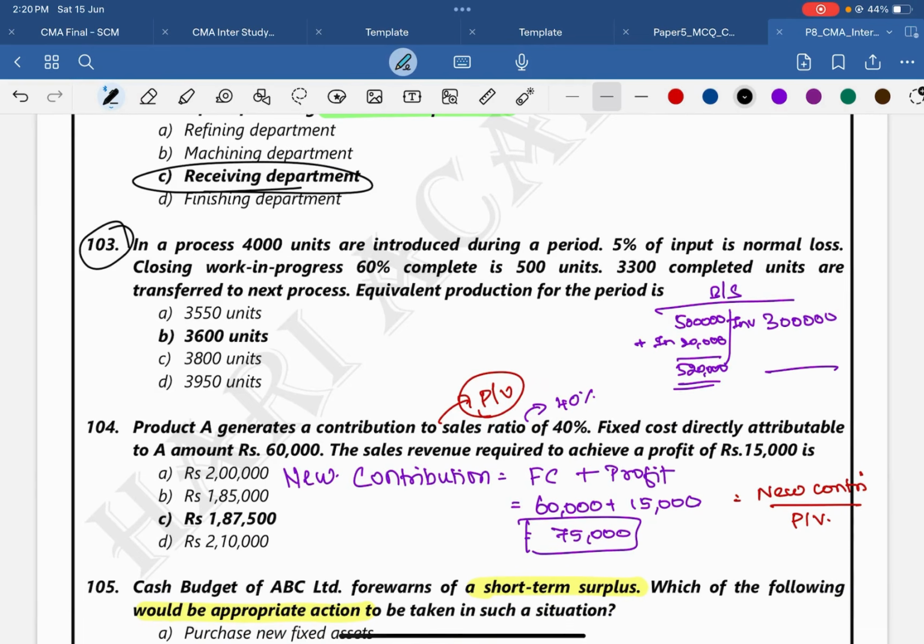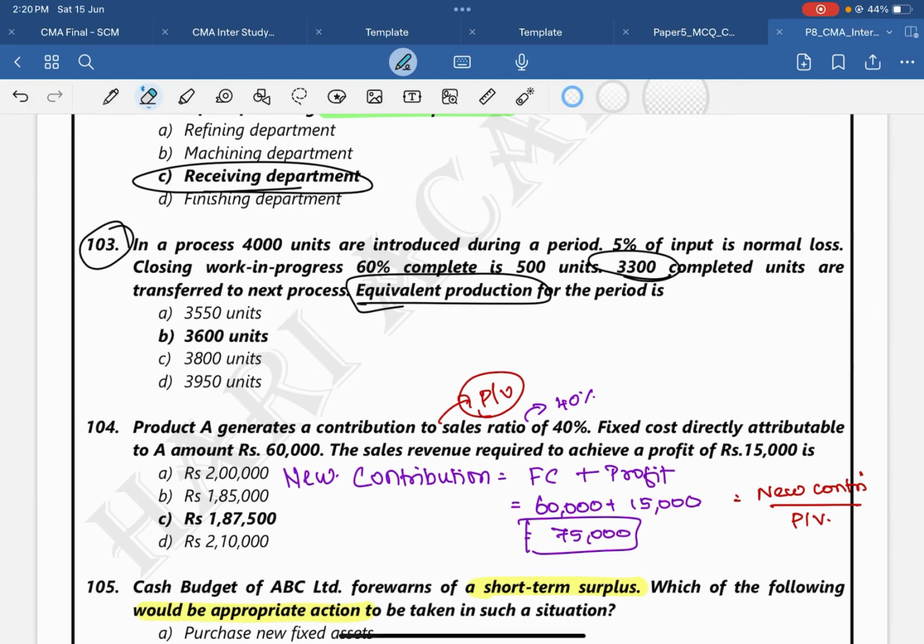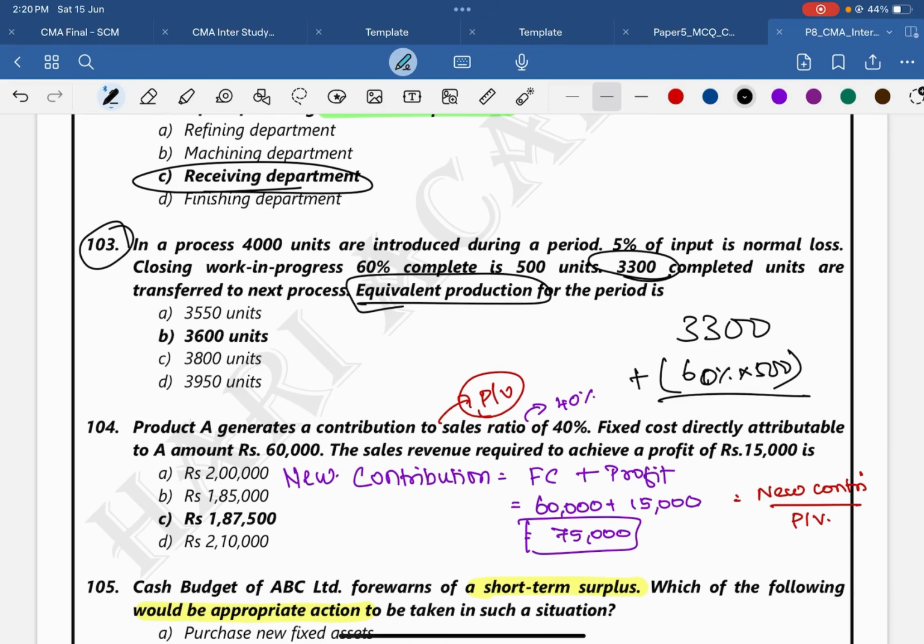Then, 103. In a process of 4,000 units, equivalent production, they are asking. We know one thing: we'll first take the completed units. What is the completed units? Completed units is 3,300. Plus, what you need to do? Add 60% of 500. What is 60% of 500? 5 sixes are 30, so it is going to be 300. So 3,300 plus 300 will become 3,600 units.